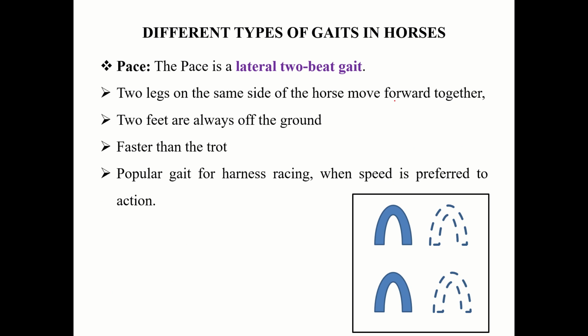Similarly, pace. Pace is the lateral 2-beat gait, and the two legs on the same side of the horse move forward together, and two feet are always off the ground. Here the dotted line indicates the legs are in the air, while the complete purple color indicates the legs are on the ground. It is faster than the trot, and it is a popular gait for harness racing when speed is preferred over action.